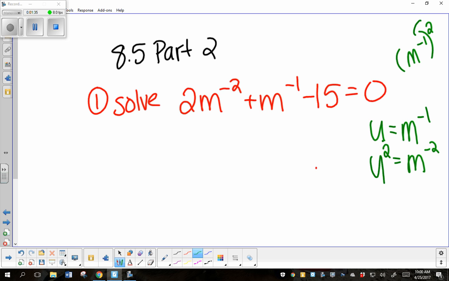That seems kind of nice, right? Because I see an m to the negative 2 right here. So this is going to be 2u squared, right? M to the negative 2 is u squared. Plus what? U minus 15 equals 0.